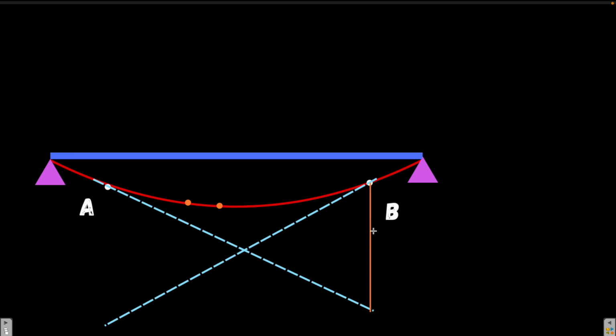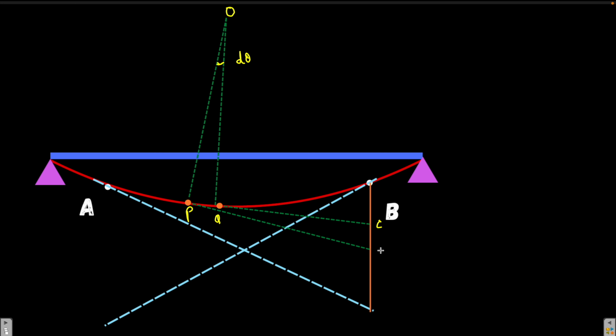For finding out this distance TBA, let's consider another 2 points P and Q on the elastic curve. From these 2 points P and Q, we will draw two normals and two tangents. The normals will intersect at point O here, which is nothing but the center of the radius of curvature of the elastic curve, and let this angle be d theta. Now we will draw two tangents from these 2 points P and Q and let them meet at points, let's say C and D over here.